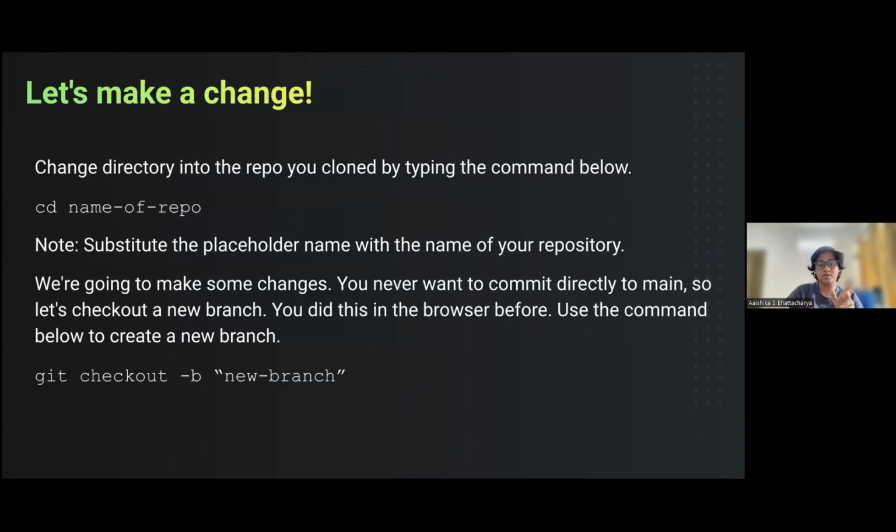So we are going to make some changes. You never want to commit directly to main. So it's standard practice to actually work with a new branch. We did this in the browser before. Let's actually see how we can do this using the Git CLI.